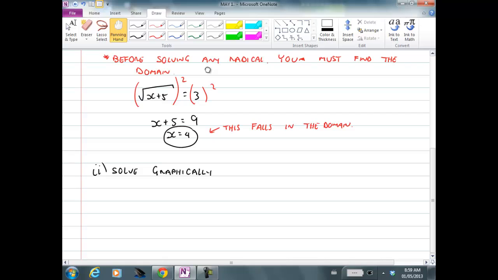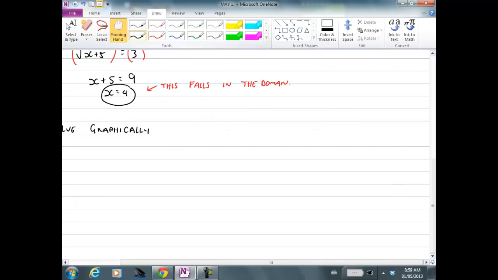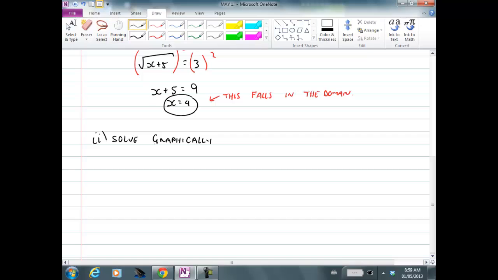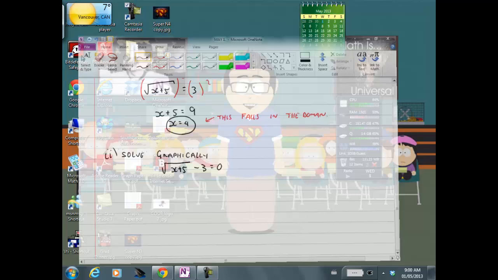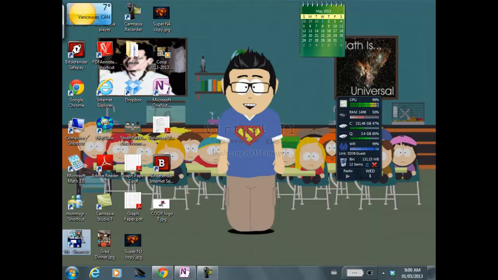Root x plus 5. My computer is really slow today. So my original question was square root of x plus 5, minus 3, equals 0. I'm going to pause it and let you try. So if I was to solve it graphically, let's grab my TI-83.